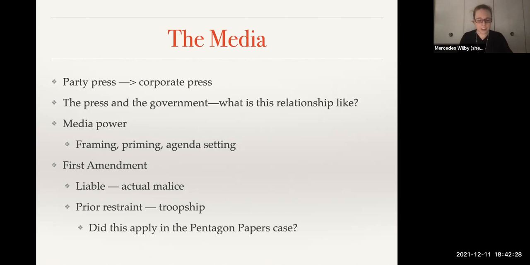So the relationship between the press and the government is often quite fraught, right? The press needs the government. They need access. How else are they going to publish stories? And the government needs the press, because how else are they going to get their word out, especially prior to things like Twitter, right? These are very recent developments, social media. But without that, how are they going to get their message out?